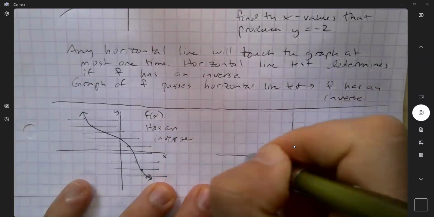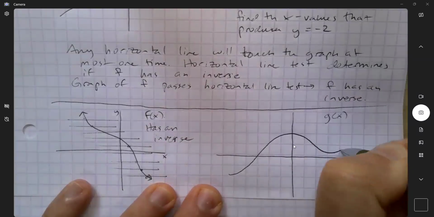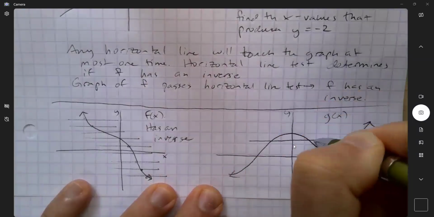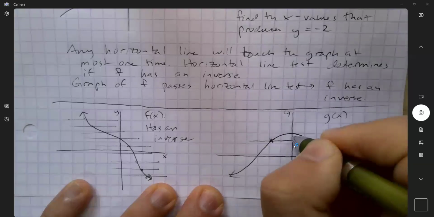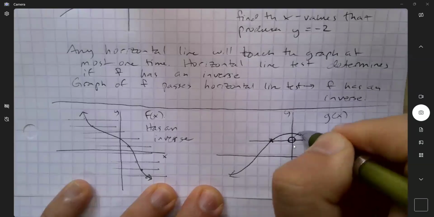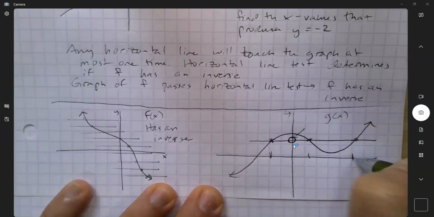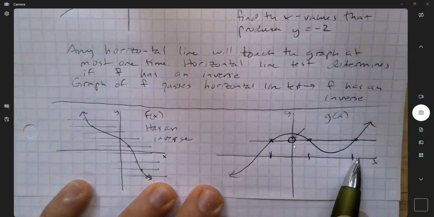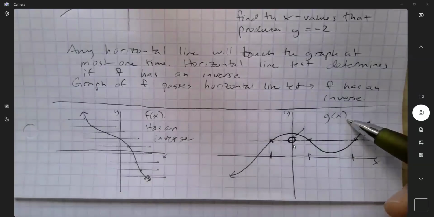Let's compare that to g of x here. And it's going to look like this. And if I take a horizontal line, I see it crosses 3 times, which means if I'm asking you what input gave me this output, you have 3 choices. You cannot be sure what the input was. And therefore, this function doesn't have an inverse. An inverse function has to have exactly one input for every single output.